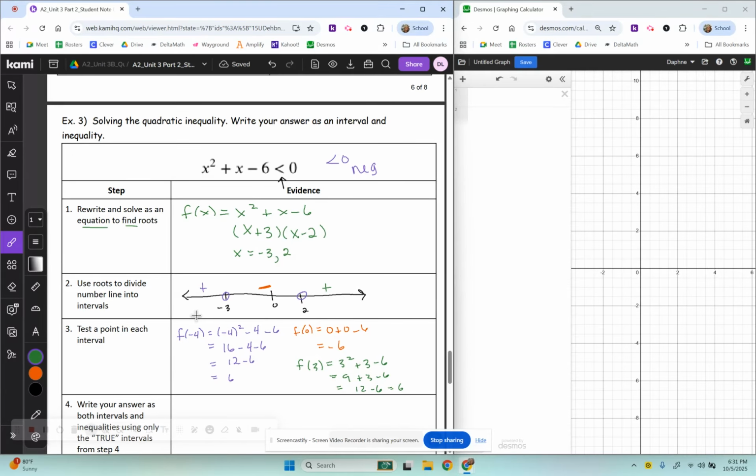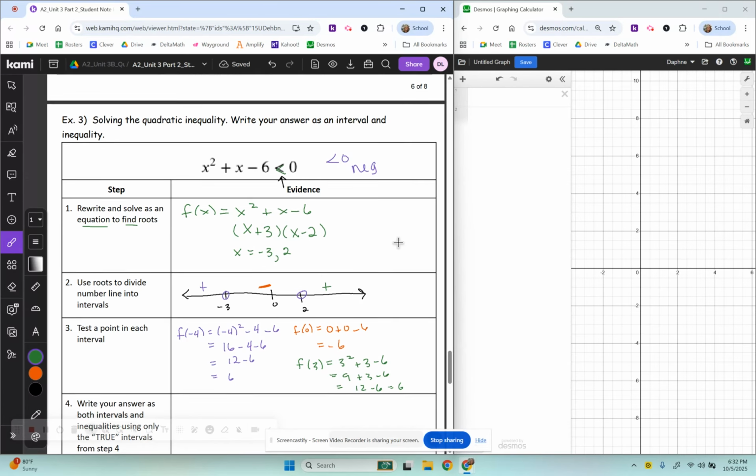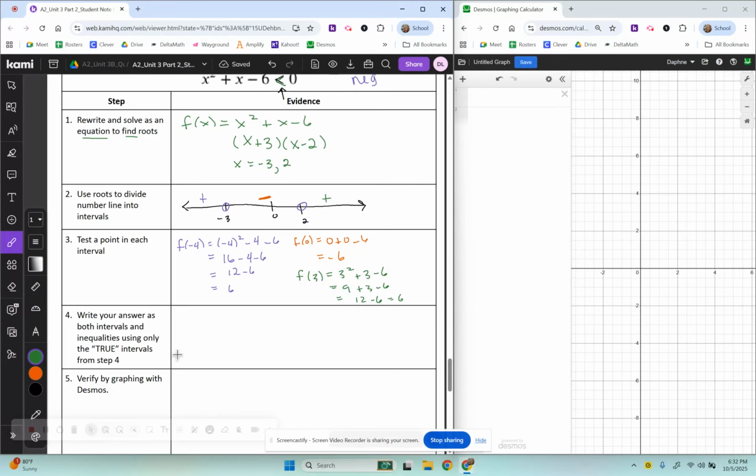Okay, so all I did was plug in numbers to figure out, is my graph going to be in the positive realm above the x-axis or the negative realm below? Okay, now we are looking for the ones that are less than 0. So we're only including the negative intervals, which means I am going to keep the one in between. So as an inequality, I need to be in between -3 and 2, and I need to use the less than symbol.